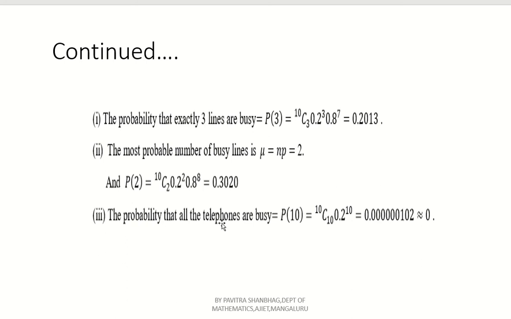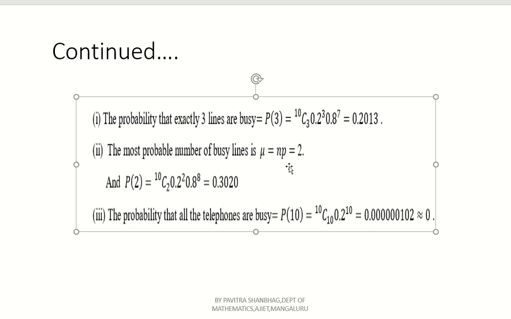So always you have to remember, probability always lies between 0 to 1. See here, this is the mean. Don't confuse it with this. This is 0.3020.